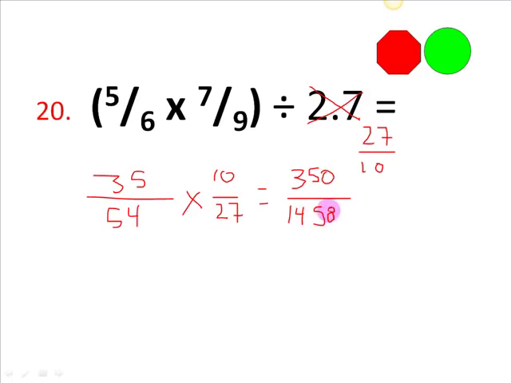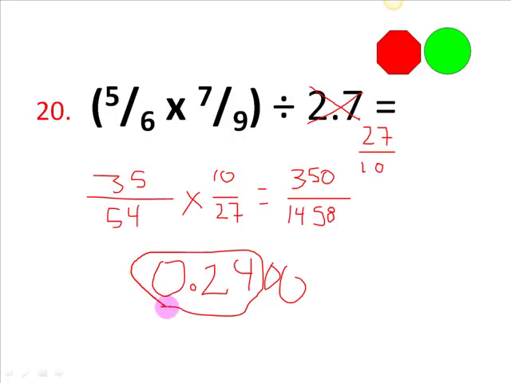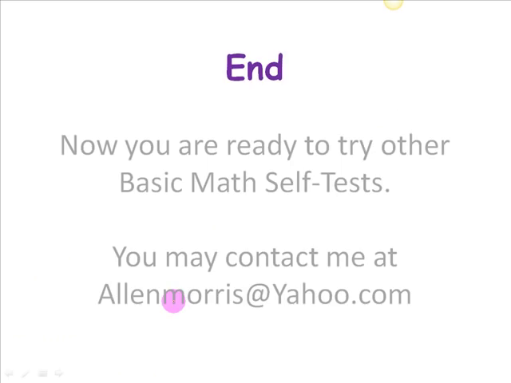1458. I simply now can simplify this, or I could do the long division process, top in, bottom out. And if you do the long division process on this, you should come up with the answer of 0.2400, and it goes on after that. So correct to 2 decimal places, our answer is 0.24. That's the end.